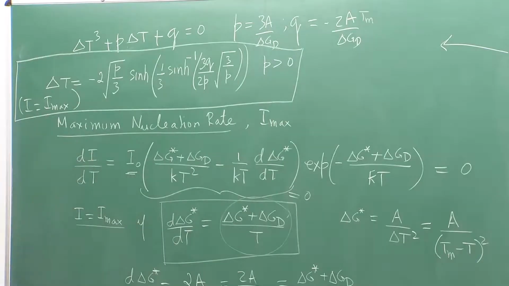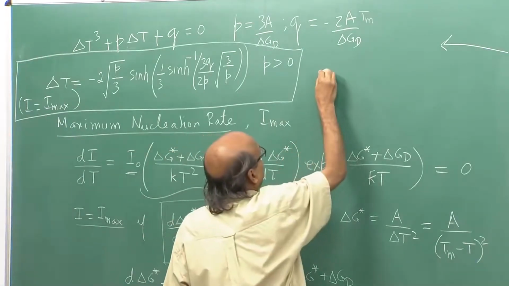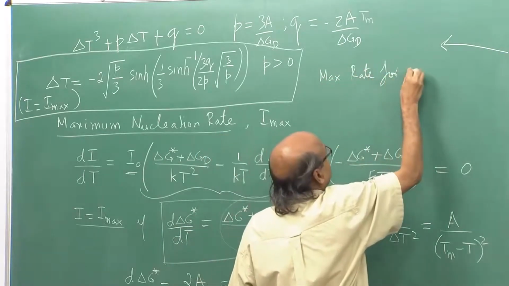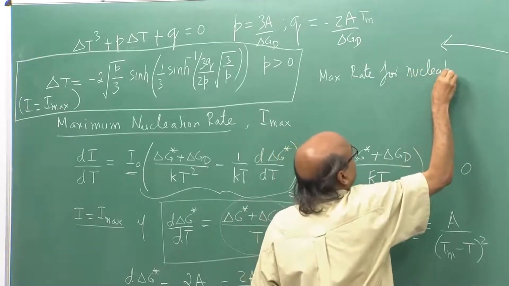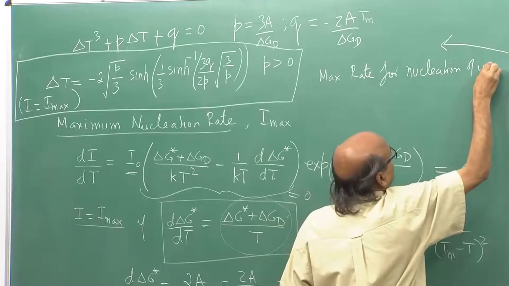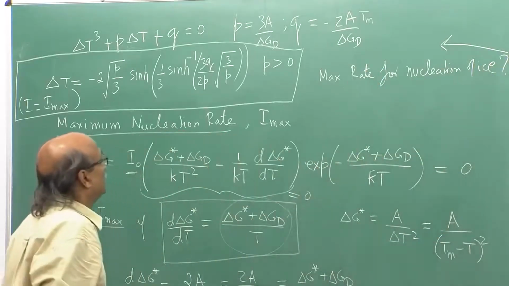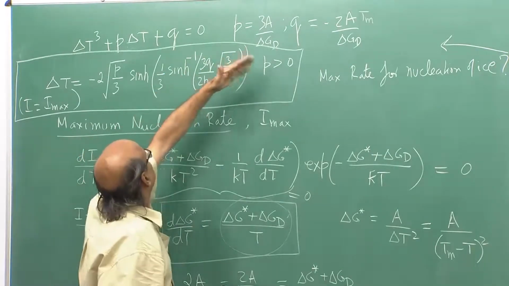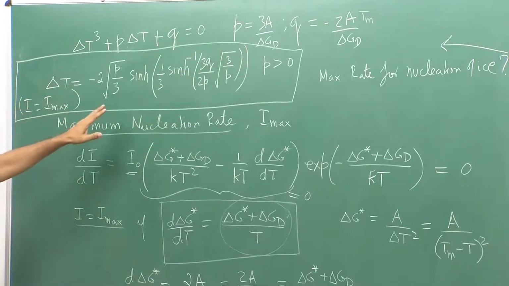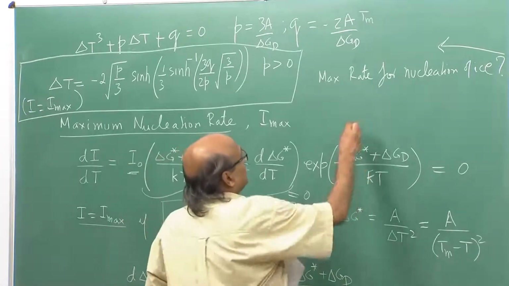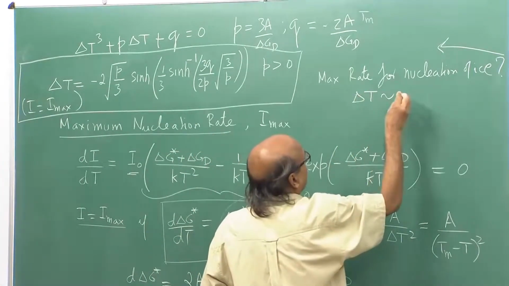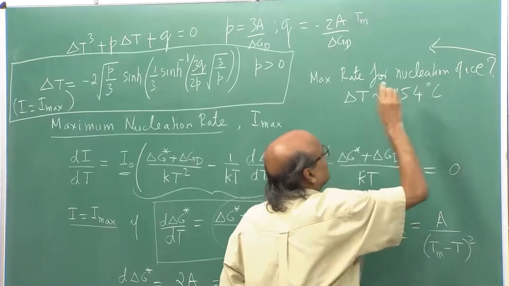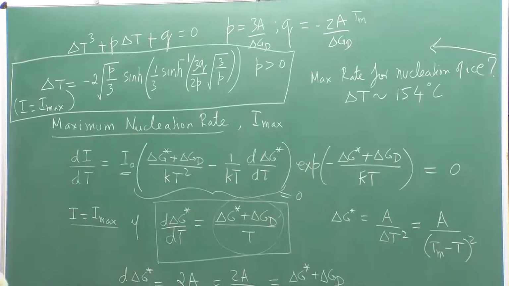If I do an estimation again for what is the maximum rate for nucleation of ice, well, plugging in the values for A delta GD into this equation, solving it, we get delta T to be of the order of 154 degrees below 0, below the melting point.